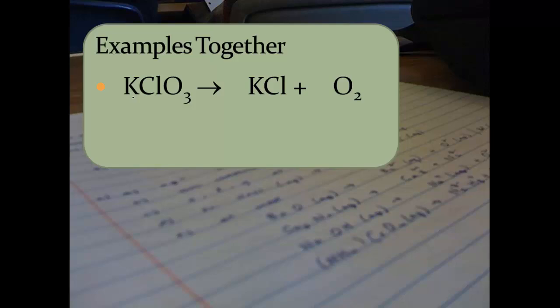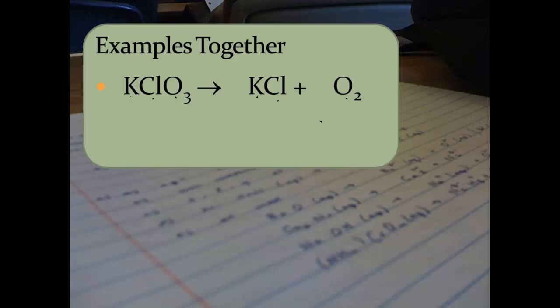So first off, I see potassium. I have 1 and 1. That's fine. So we don't need to do anything with that. Chlorine I encounter next. Cl, Cl. 1 and 1. Don't need to do anything there. Now oxygen, I have 3 and 2. So I need to do something to help balance that oxygen. And this is actually a fairly common situation where you have 3 on one side and 2 on the other.